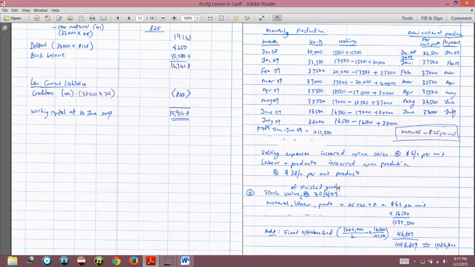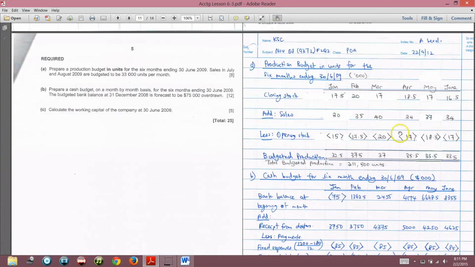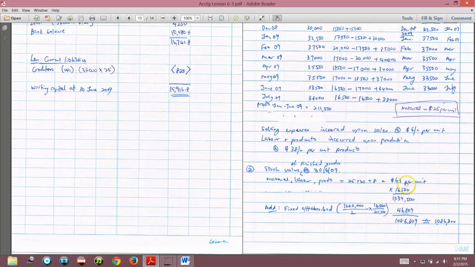So what is the stock of finished goods at 30 June 2009? So you know that the closing stock. What is the closing stock at end of June? It is 16,500 units. Okay, so what is the value of this 16,500?